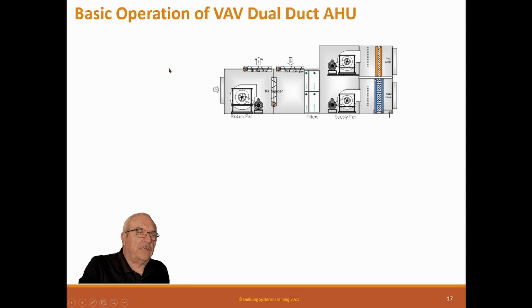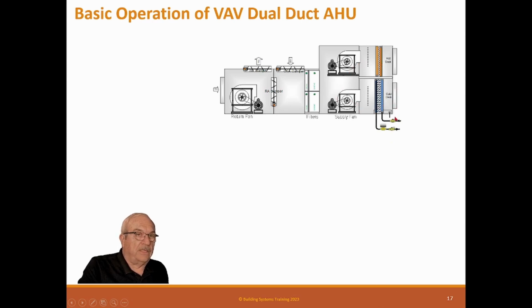Okay, now this is a basic operation of a dual duct, a VAV dual duct air handling unit. Now in the constant volume session, we talked about these, but the difference was in a constant volume, it only has one supply fan. The VAV has two supply fans, one for the hot deck and one for the cold deck, so they can run at different speeds. So that's what makes these different.